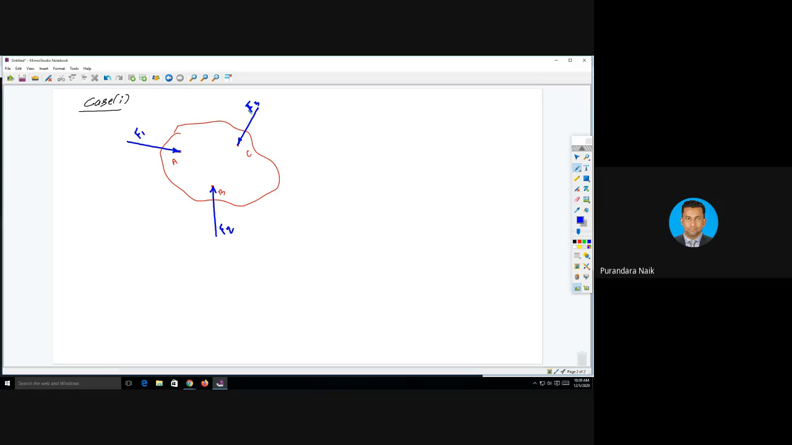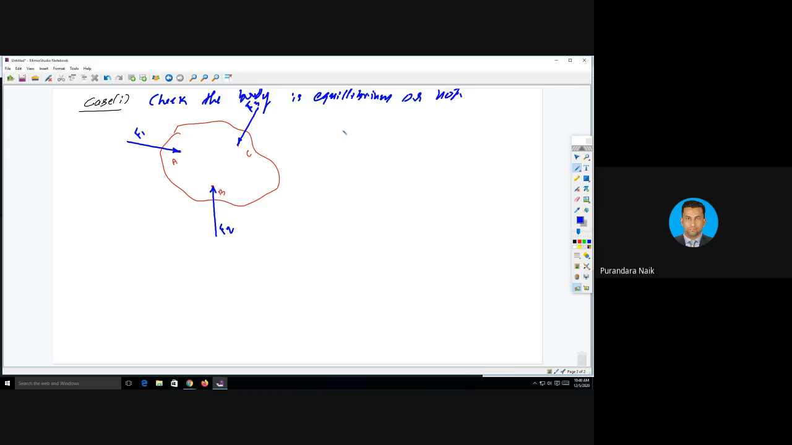Now I have to check whether the body is in static equilibrium or not. Case 1, check whether the body is in equilibrium or not. So how to check whether this body is in equilibrium or not?